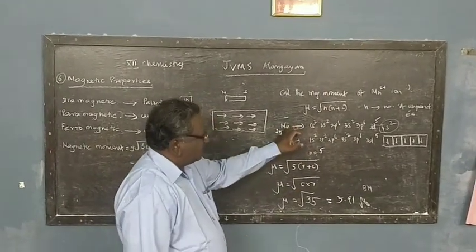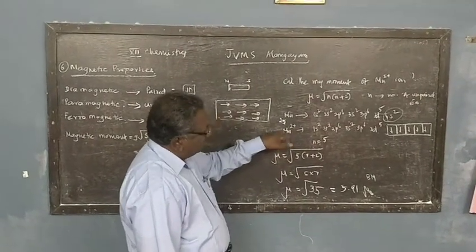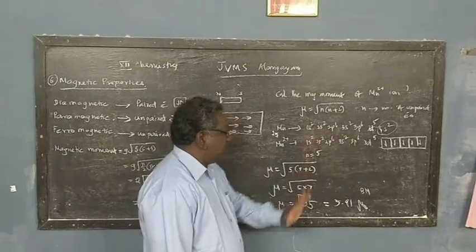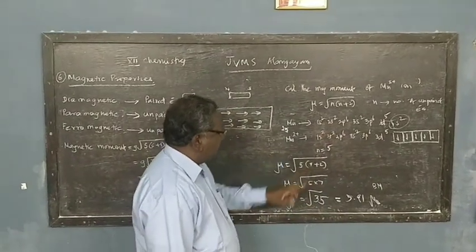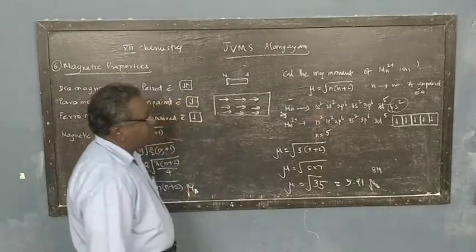So write the electronic configuration. From the electronic configuration, find out the electronic configuration of the ion. Then in the ion, find out the number of unpaired electrons. And using the unpaired electrons, this formula should be used to calculate the magnetic moment.